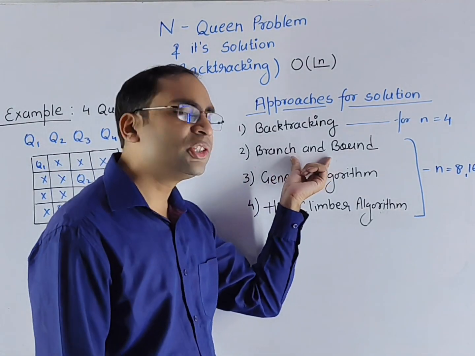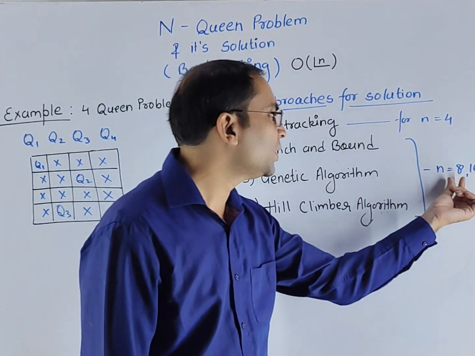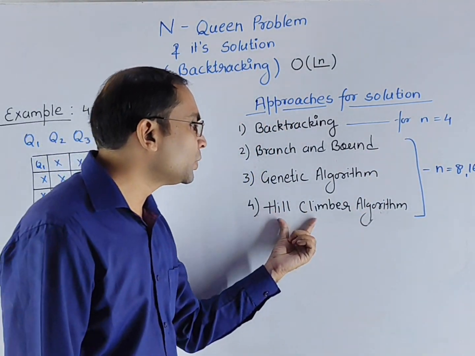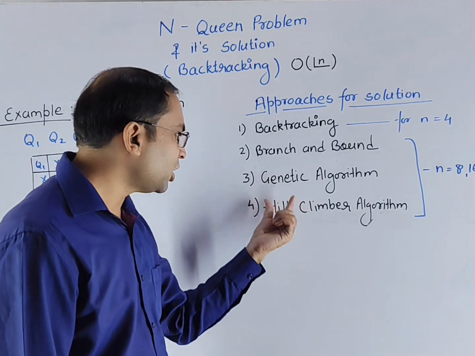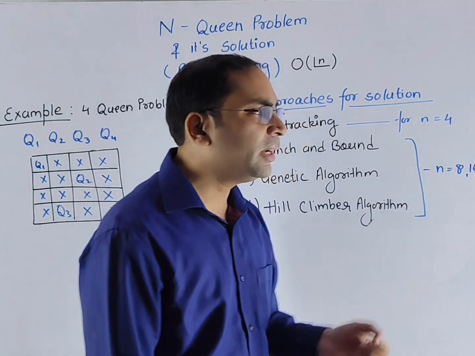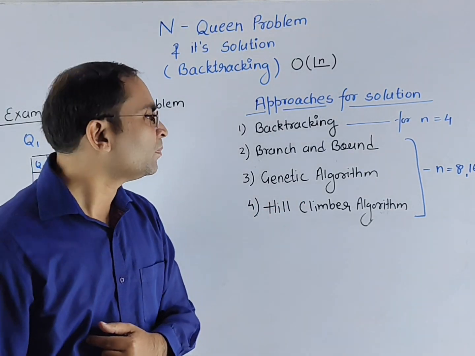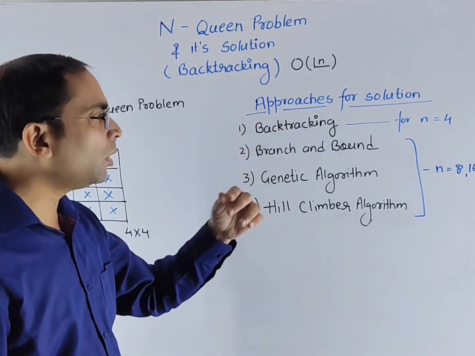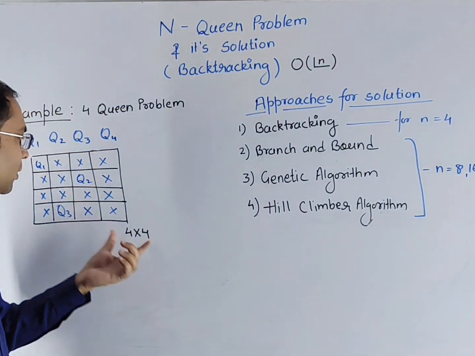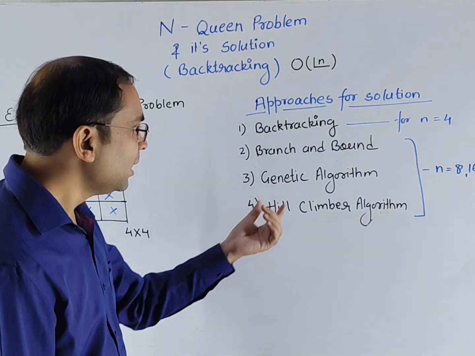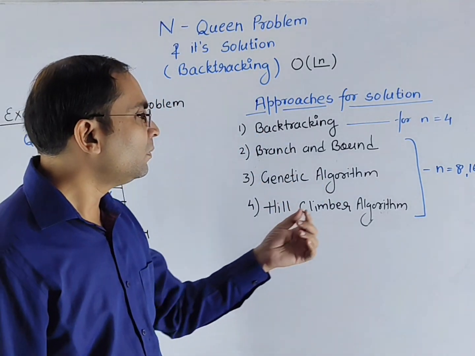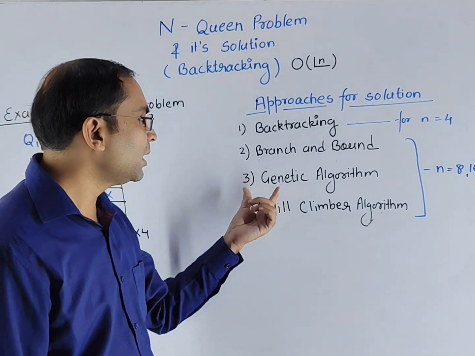Then we can also use the branch and bound algorithm for higher n, let's say for n equal to 8, 16 and so on. We can also use the genetic algorithm and the hill climber algorithm. These two, genetic and hill climber algorithms, are good for higher values of n, but definitely they will not guarantee the solution. But this backtracking algorithm is good for smaller n, let's say n equal to 4, and this will also guarantee the solution. In genetic and hill climber, the time complexity reduces for higher n, but definitely they will not guarantee the solution.